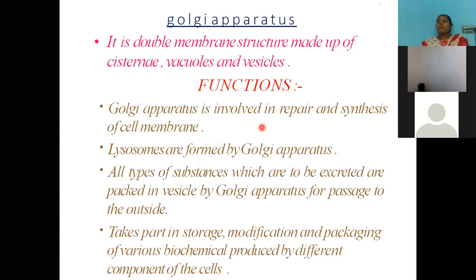Okay, now what is our Golgi apparatus doing? It is doing the packaging work, packers and movers actually. So the substances are being packaged in the form of small vesicles. So all the types of substances which are secreted or packed in the vesicles by the Golgi apparatus for the passage to the outside take part in the storage, and not only packaging, it also helps in the storage, modification, packaging of various biochemicals produced by different components of the cells.